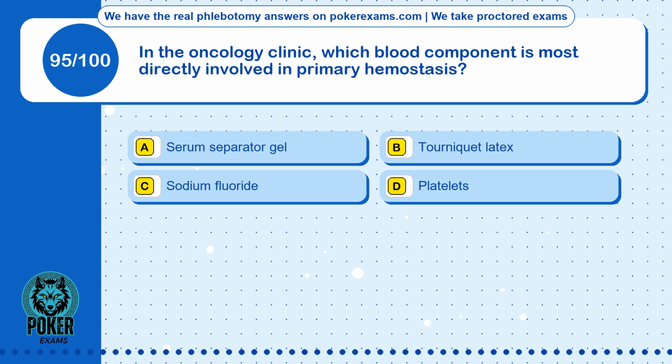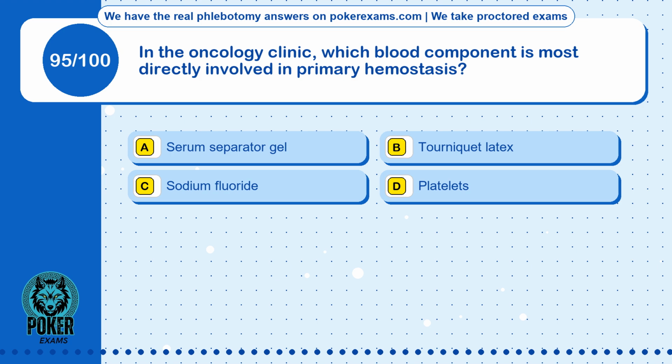Question 95. In the oncology clinic, which blood component is most directly involved in primary hemostasis? Option A, serum separator gel. Option B, tourniquet latex. Option C, sodium fluoride. Option D, platelets.